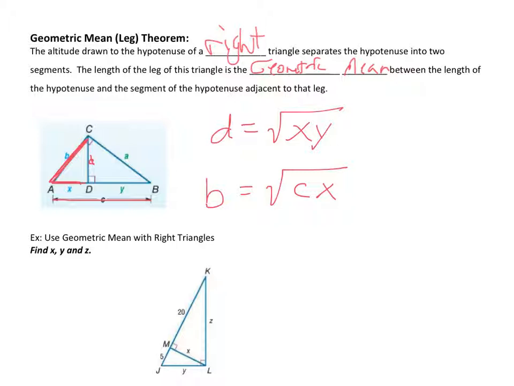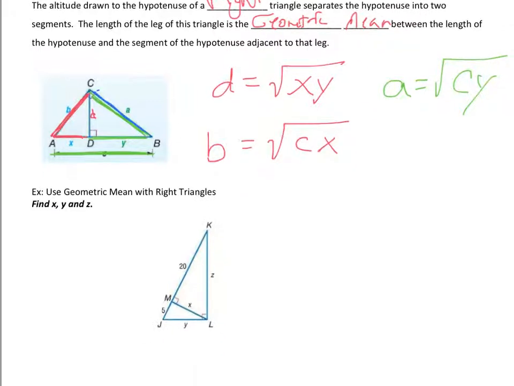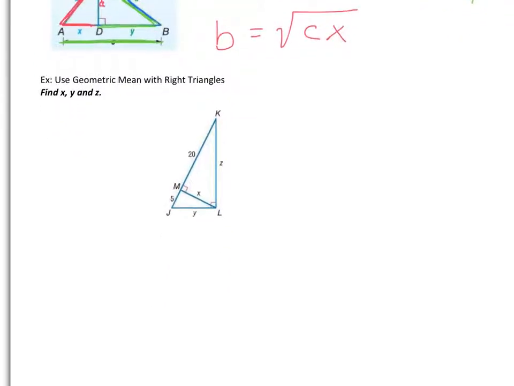And likewise, we can do that with the other side. This leg, A, is the geometric mean between the hypotenuse and the leg adjacent to it. Okay? So let's use that theorem to solve here.